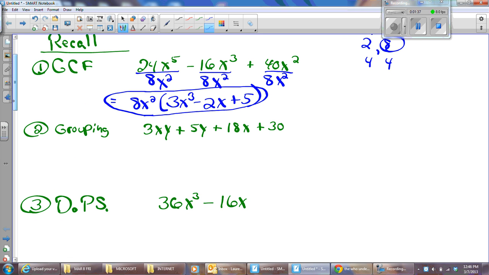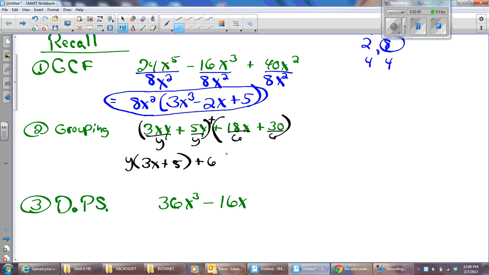All right, then we learned how to group. And remember, the only rule for grouping is the terms that I put together have to have a GCF. So I could put 3xy and 5y together. There is a GCF, namely y. I'm going to pull that y out front, get a 3x plus a 5. Going to group these two together, grabbing that sign, sticking a plus between. Looks like the GCF is going to be 6. Pull that 6 out. Going to get a 3x plus a 5.